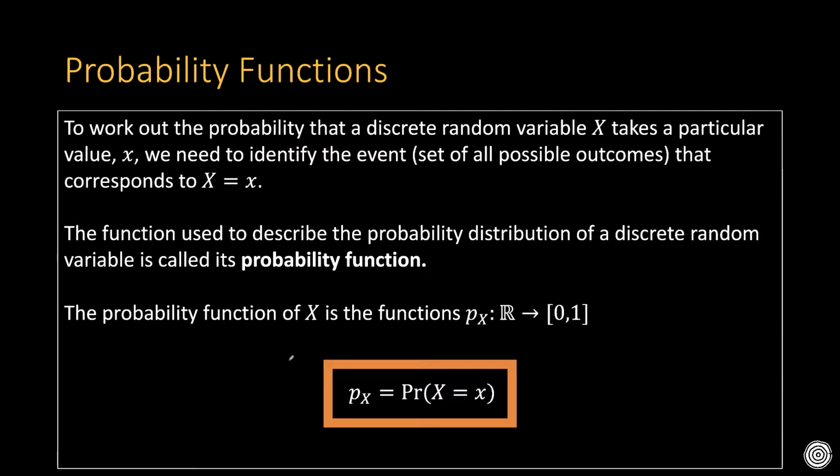Okay, so we need to set out all the possible outcomes that correspond to it. So the function used to describe the probability distribution of a discrete random variable is the probability function, and it exists in the real plane, and it can only be between 0 and 1.